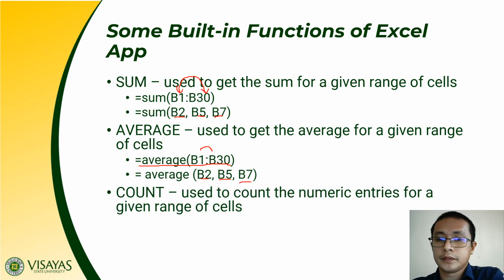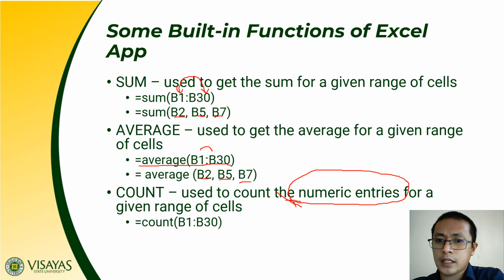be applied. Then you also have your count function, where it is used to count numeric entries for a given range of cells. Take note that it only counts numeric entries. So it will exclude any non-numeric entries in your column or cell address being specified. Again, if it is consecutive, make use of colon. If it is not consecutive, you need to specify every cell address where the count function is to be applied.